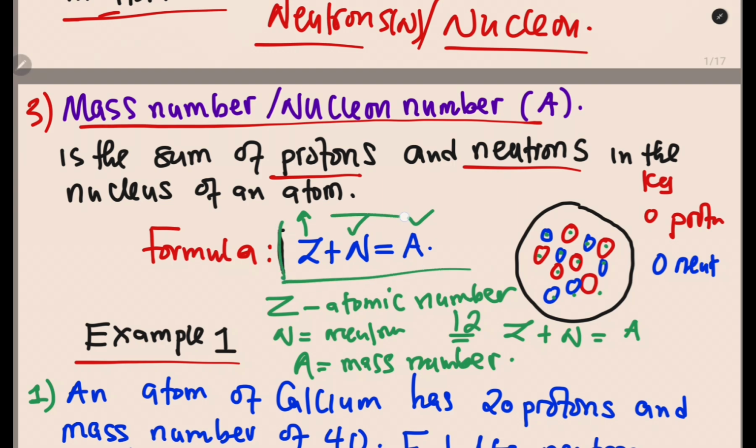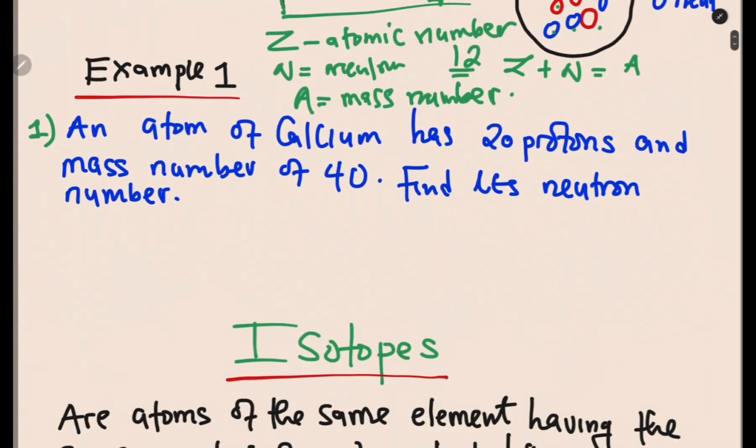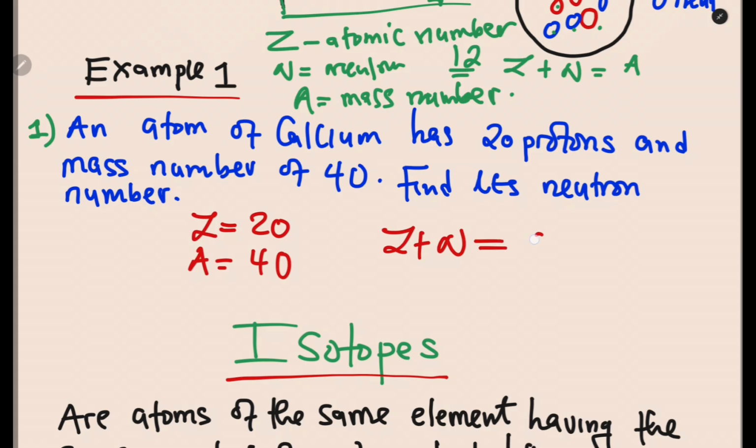All right, if there's no problem, let us proceed to look at an example on the calculation, how we can apply this simple formula. So here is a question: an atom of calcium has 20 protons, so already we know that Z is equal to 20, and a mass number of 40, so A is equal to 40. Find its neutron number. So just write this formula: Z plus N is equal to A. You replace, what is Z? 20 plus, what are we finding?